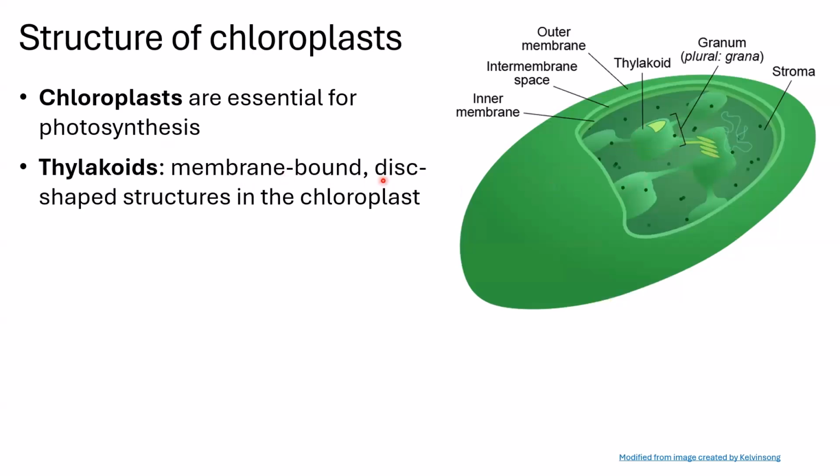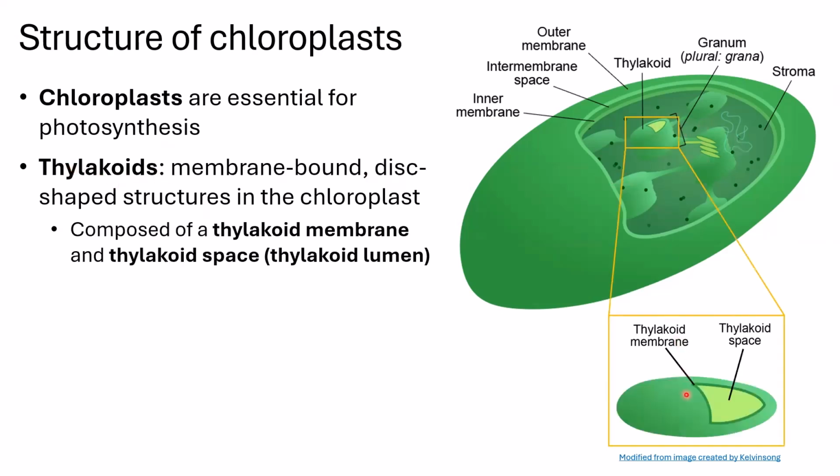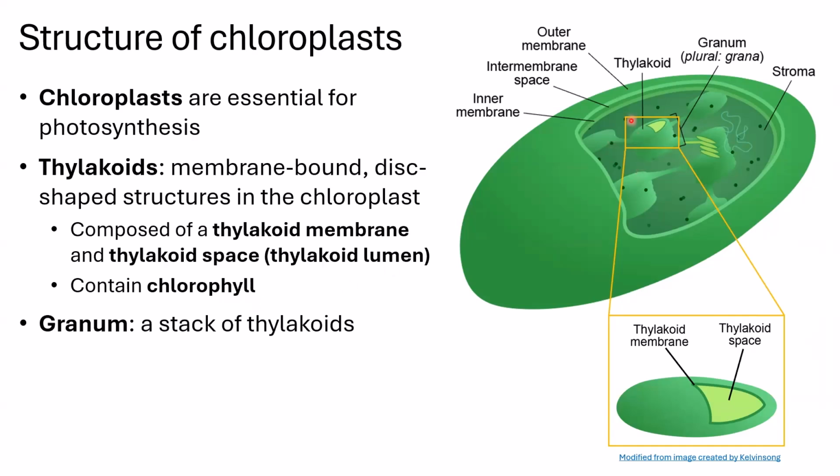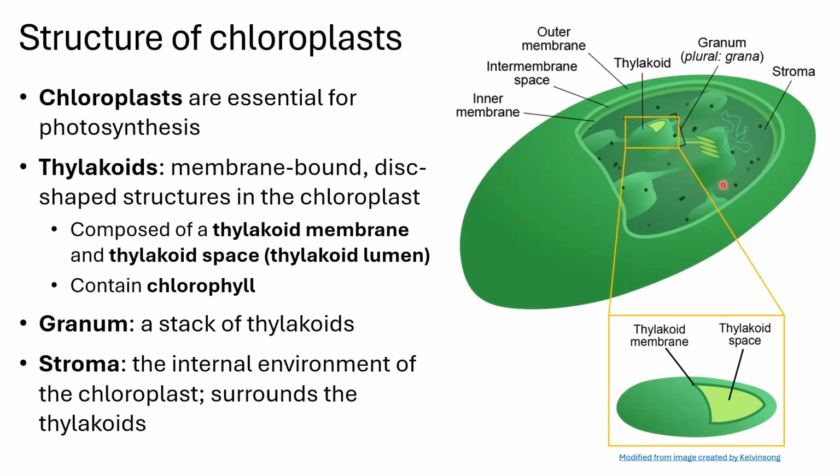Chloroplasts contain membrane-bound, disc-shaped structures called thylakoids. The thylakoid itself is composed of a thylakoid membrane, and the inner area of the thylakoid is called the thylakoid space. The thylakoids are what contain chlorophyll. They are what allow chloroplasts to perform photosynthesis. Thylakoids are always found in stacks, and a single stack is referred to as a granum, or grana for multiple stacks. The stroma is the internal environment of the chloroplast, similar to the matrix in mitochondria, and it surrounds the thylakoids. When we go into the details of photosynthesis, we will primarily be focusing on the thylakoids and the stroma.